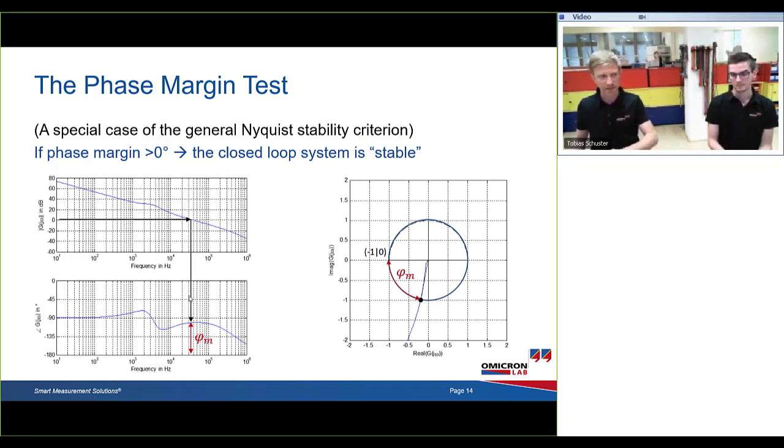So that's exactly the same representation, on the left-hand side in a Bode plot, on the right-hand side in a Nyquist plot. The Bode plot has the advantage that you can see the frequency directly. In the Nyquist plot, you don't see the frequency directly. You need to use a cursor to measure the frequency, for example.